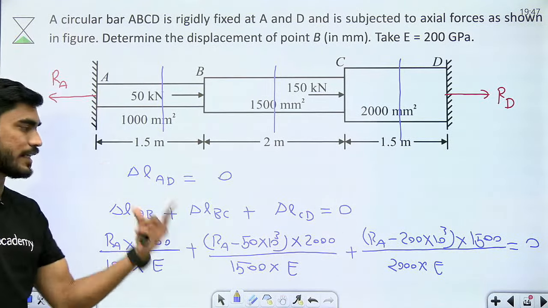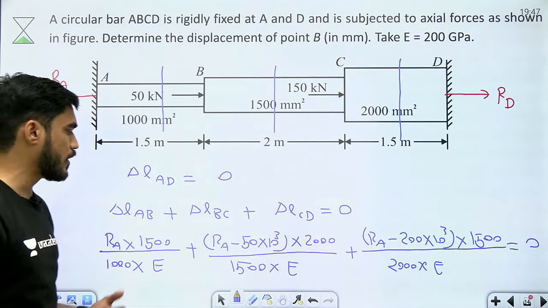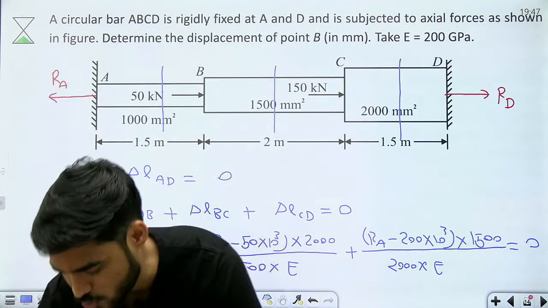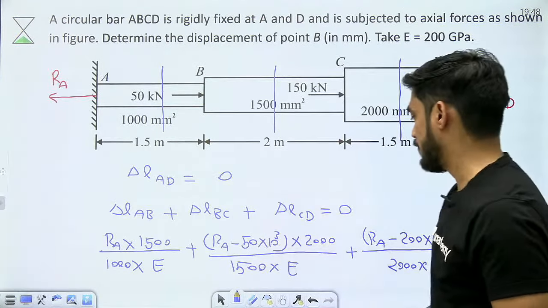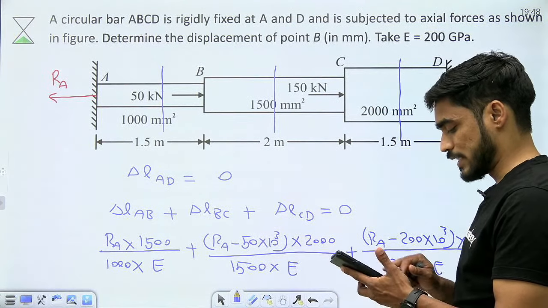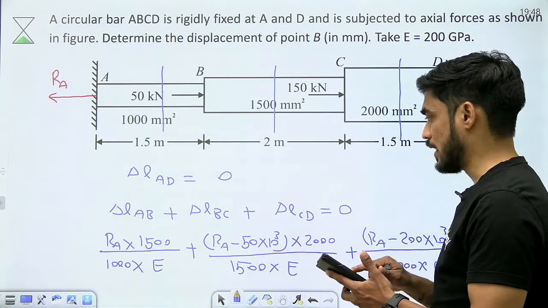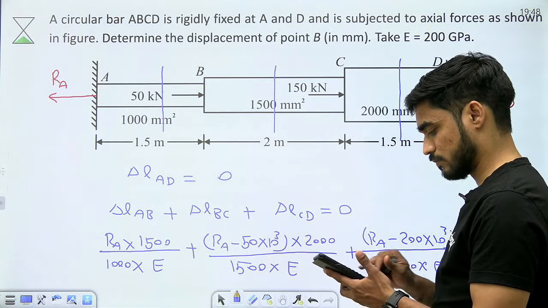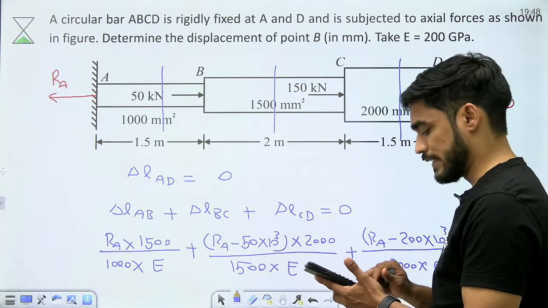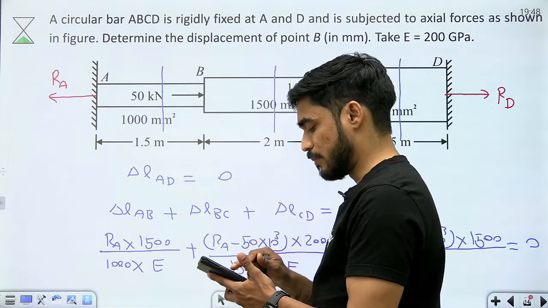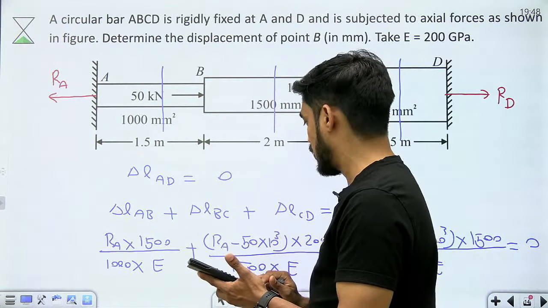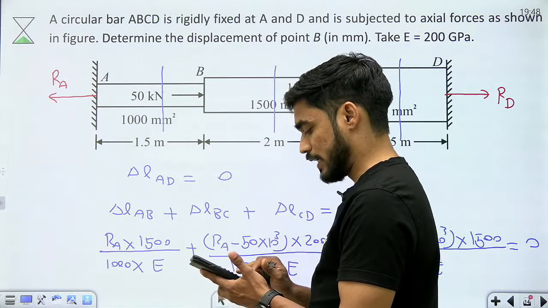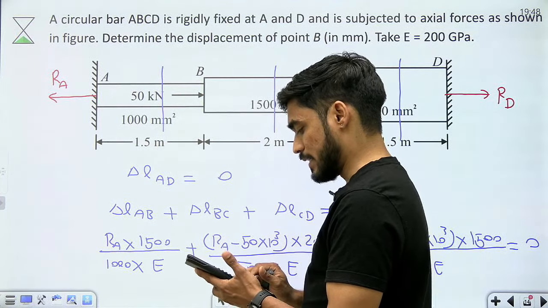Now in this equation there is only one unknown, RA, so you are going to get the value of RA by solving this equation. I want every one of you to solve this equation quickly and tell me what answer you get. I will solve this equation in my calculator. Please solve it in your calculator and quickly tell me the answer.